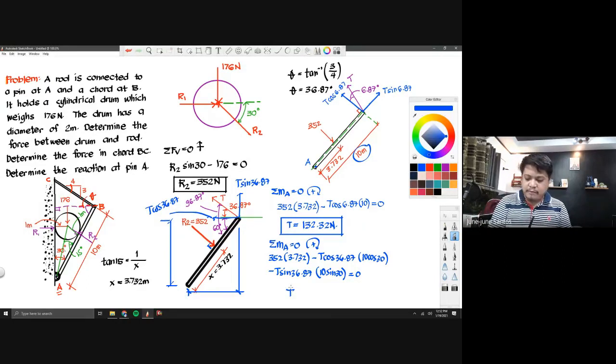So let's check. 352 times 3.732 minus T cosine of 36.87 times 10 cosine of 30. Minus T sine of 36.87 times 10 sine of 30. Then that would become equal to 0. And then you should get, excuse me. Okay. You should get still the same, 132.32. Okay. Kumbaga, kahit saan mo siya i-decompose, walang problema, sir.